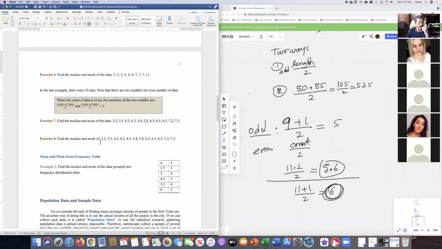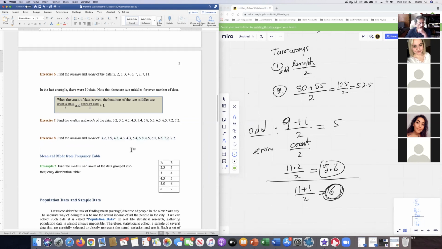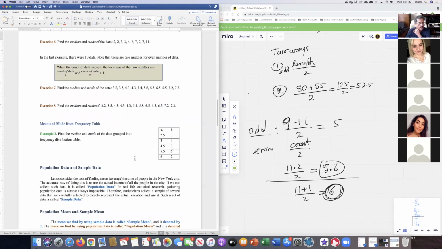But when it comes to an even number of data, there will be two middles. To find both of them, you just divide the count by 2, and that is your first middle, and the next one is the second middle. Okay, and we found two of them, 5.4 and 5.8. All right, let's go back to the mean and mode from the frequency table.